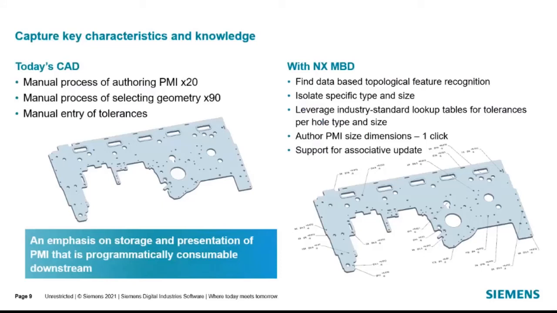But NX model-based definition is more than simply authoring PMI faster. It's about capturing knowledge and intelligence that is consumable. So for example, today, authoring PMI on a typical CAD system for a number of holes on this part on the left-hand side would require manually adding 20 PMI dimensions. Adding to this is the requirement of selecting all these associative objects. Again, it's a manual process of locating and selecting geometry for each hole size, and there are 90 occurrences in this particular example. Tolerances also need to be entered manually, ensuring that the values are compliant with industry and company standards.